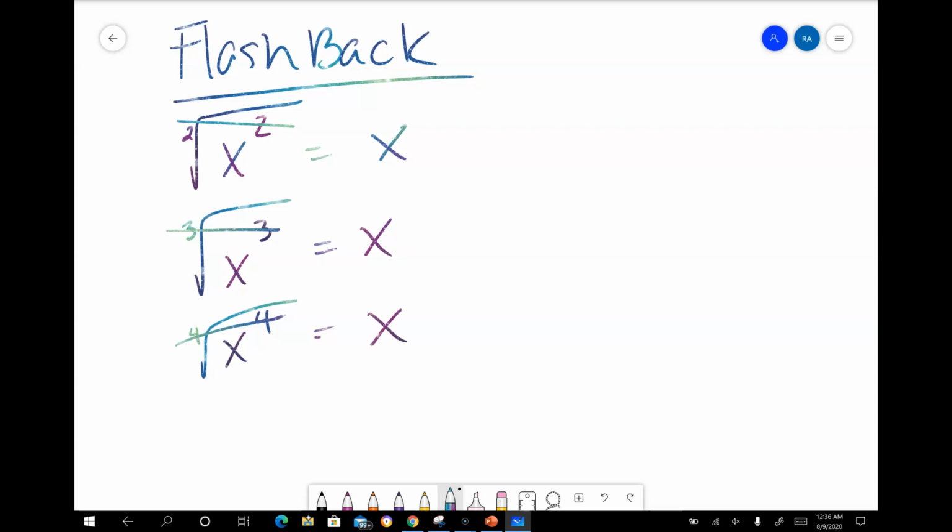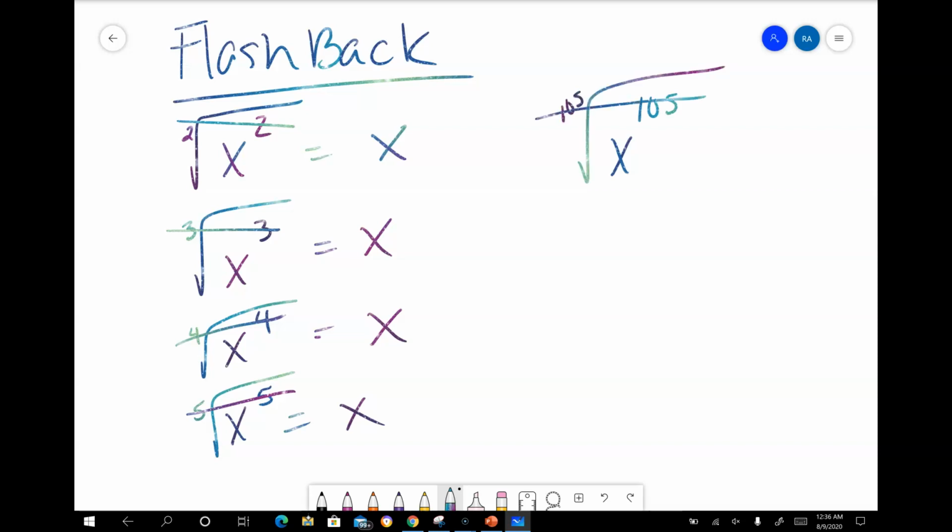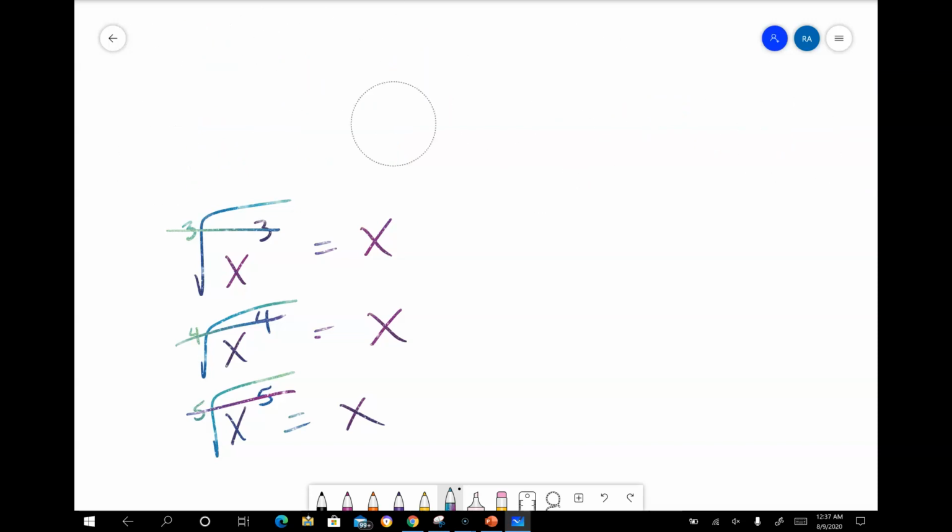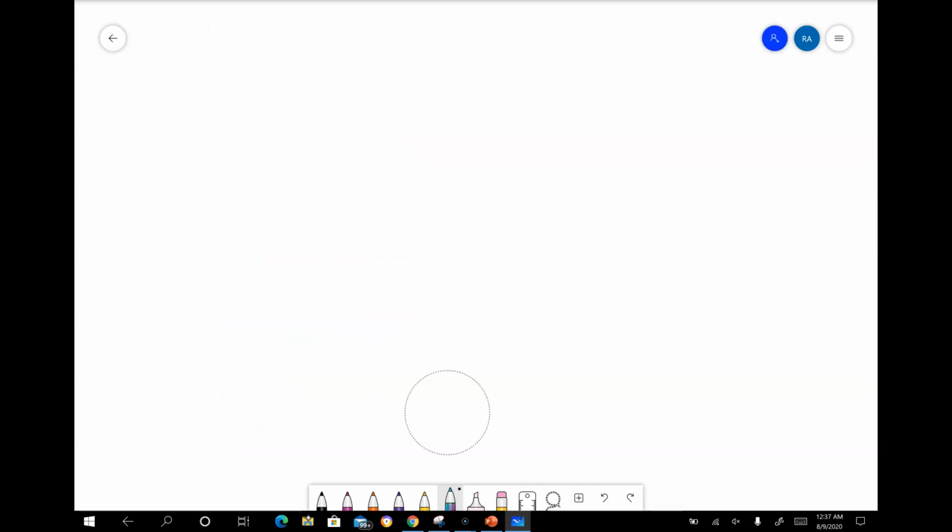Same thing with x to the 5th. You would cancel that out with a 5th root. And that'll give you x. So say you had x to the 105th power and you wanted to cancel it out. You would take the 105th root. That's just being dramatic to show you that it cancels it out. So anything higher than the 2, the index must match. It must match the exponent to cancel it out.